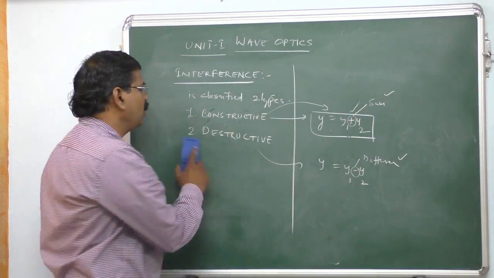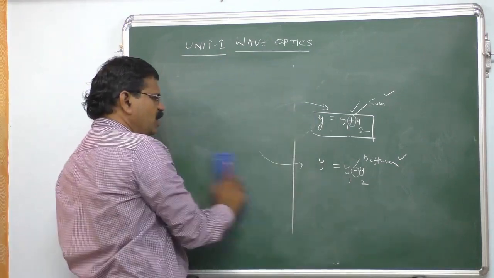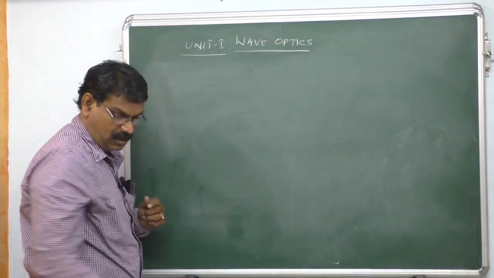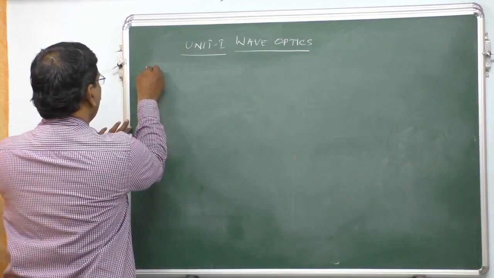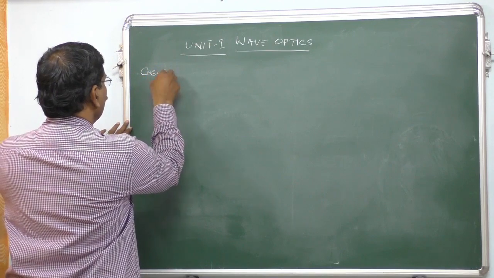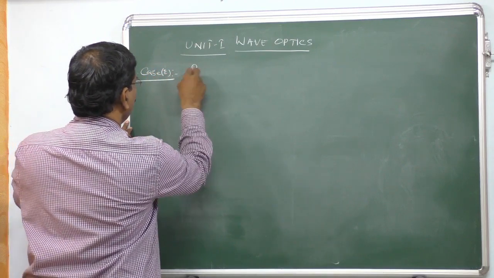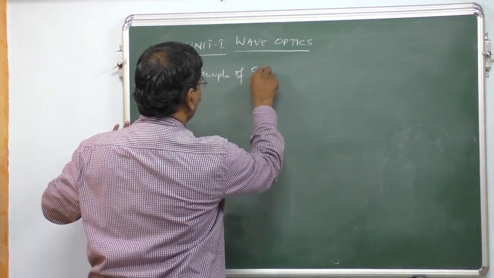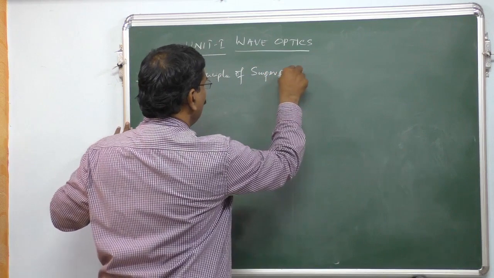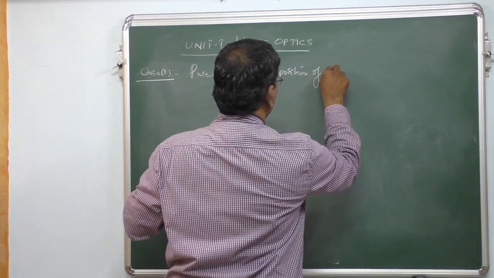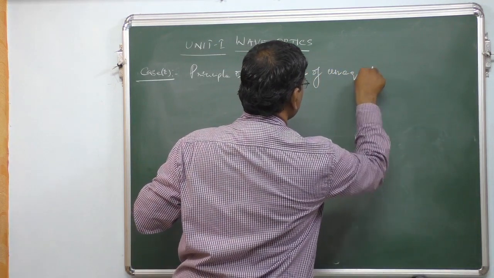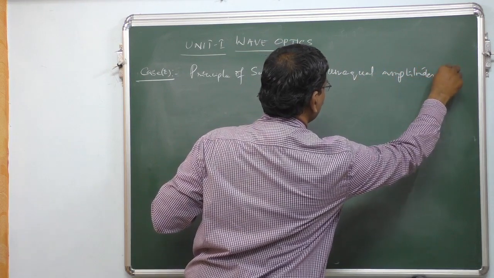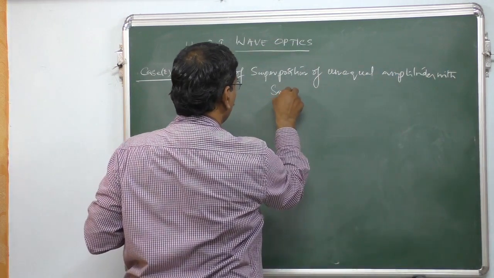Now we will go for the principle of superposition. The principle of superposition is majorly classified into two types. Let us see case one, which I am going to explain. The first one is known as the principle of superposition of unequal amplitudes with the same phase. Let us see how it will be.